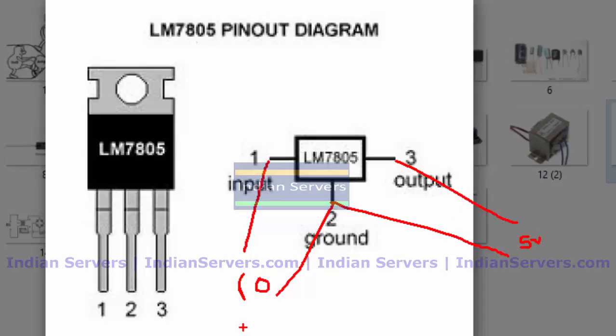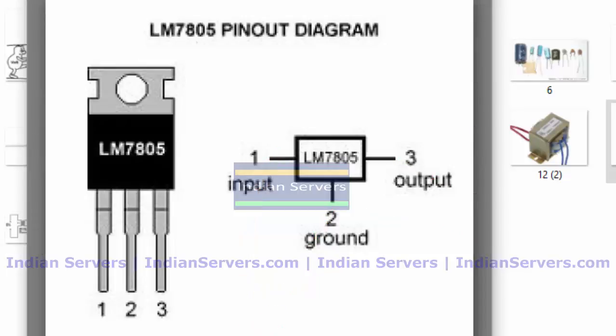If I give 30 volts input, still I will get 5 volts. So this voltage regulator is going to regulate the voltage of the input source. There are different types of voltage regulators available. This 7805 is a 5 volt regulator.